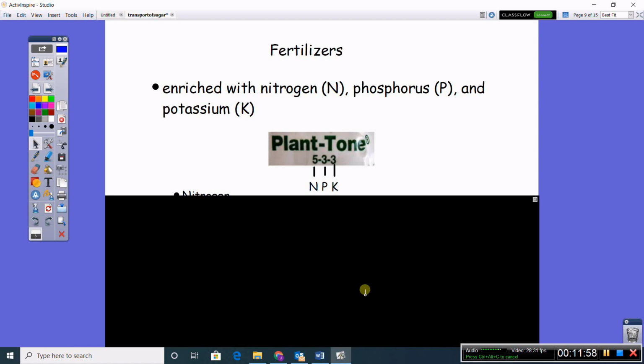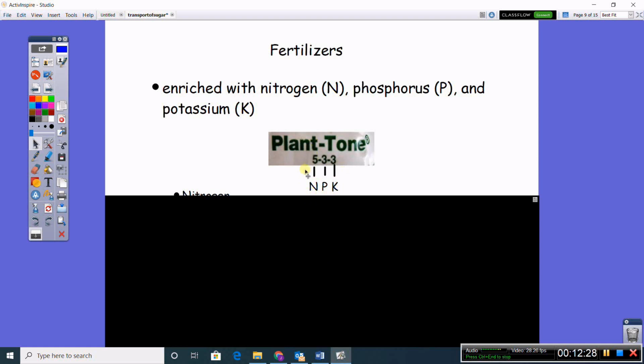Fertilizers tend to be enriched with nitrogen, phosphorus, and potassium. So on a bag of fertilizer, a lot of times you see a 3-digit code. And it's basically telling you nitrogen is the first number, phosphorus is the second number, and potassium is the third number. And it's telling you how much of those additives are in that type of fertilizer. And so you might say, well, how do I know which numbers I want or what I need more of? Well, it depends on what you're going for.